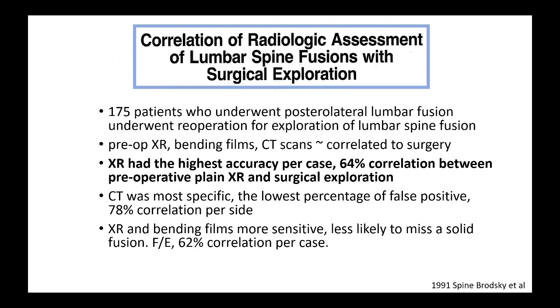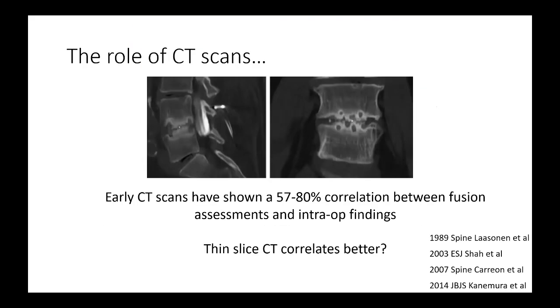And then looking at x-rays, dynamic x-rays and CT scans all together, this study did look at all three of those in 175 patients who underwent lumbar fusion and then reoperation. They found that x-rays had the highest accuracy per case, but CT was most specific with the 78% correlation per side. Flexion extension views were the lowest with just a 62% correlation.